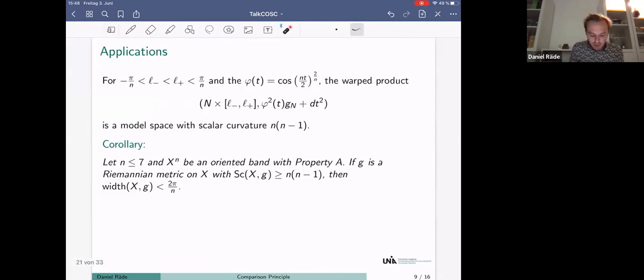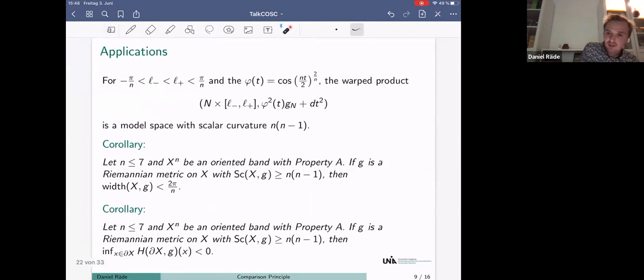All right, but then also the other theorem, this theorem that was proved with the doubling techniques, can also be proved in this way. Okay, so if you have an oriented band with property A, you have a metric with this lower scalar curvature bound, then actually this infimum has to hold. Okay? And how does this work?